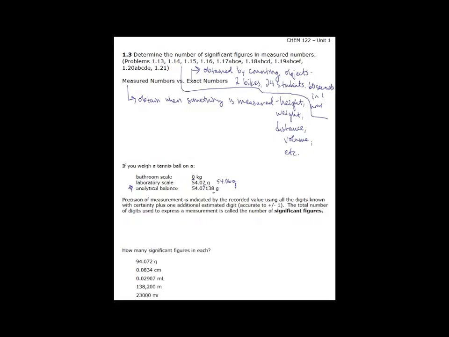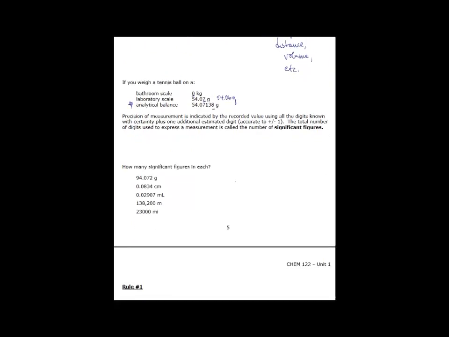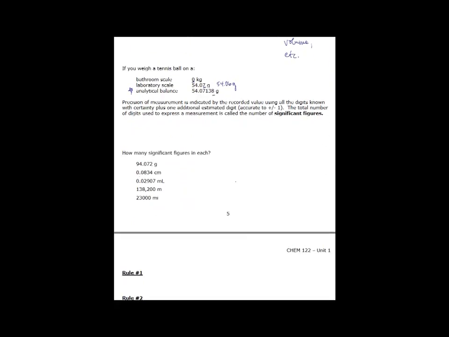When we learn how to measure objects in the lab, you'll see this. The total number of digits used to express the measurement is called the number of significant figures. So significant figures, very important. Now there are certain rules with significant figures that we'll go into. For instance, this first measurement, 94.072, the number of significant figures it has turns out to be 5. So this number has 5 significant figures.